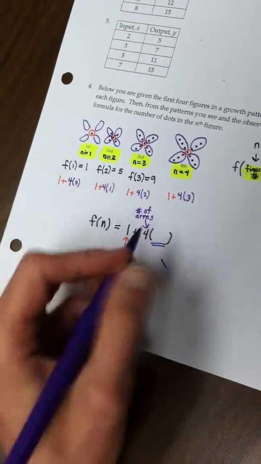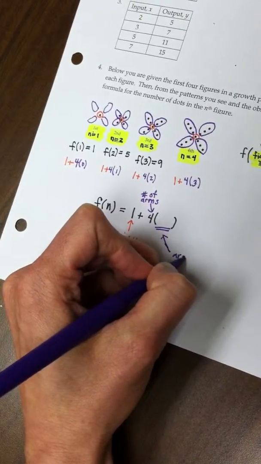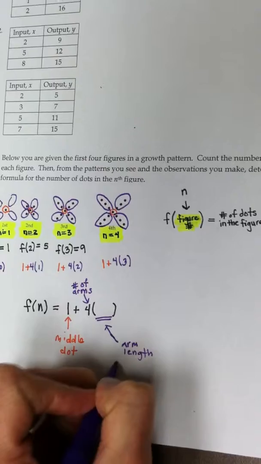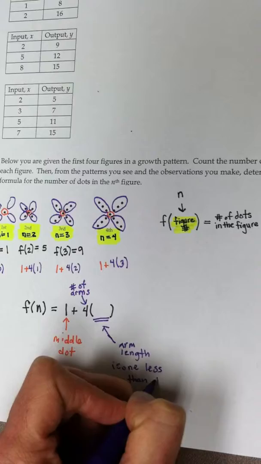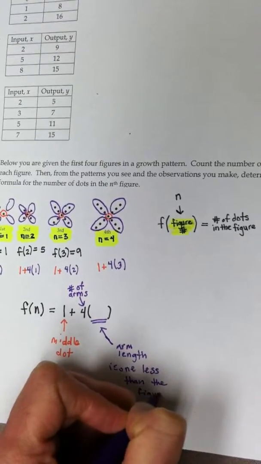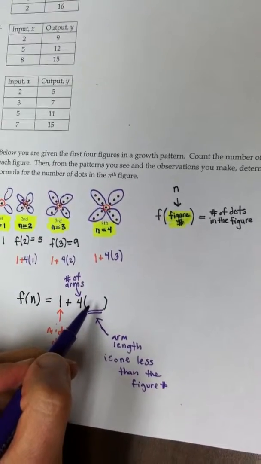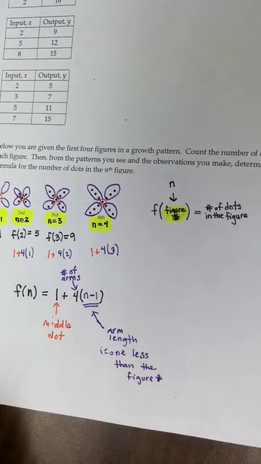So the observation I've made is that my arm length, I'm going to tape this down real quick so it won't move so much. There we go. Okay, so what I'm seeing is that my arm length is 1 less than the figure number. So instead of plugging an n into my function, which would be the exact figure number, I need to do n minus 1.